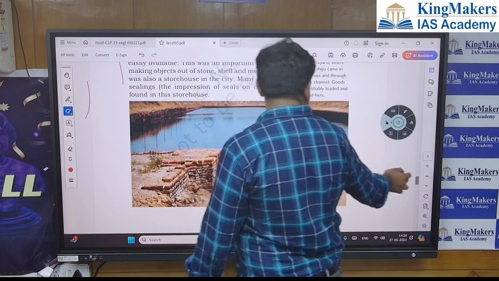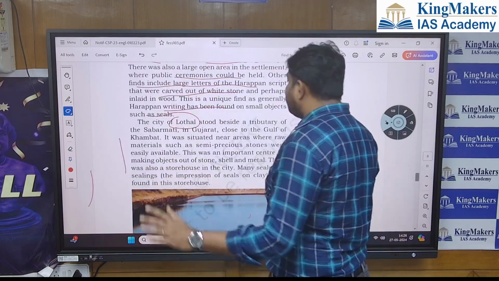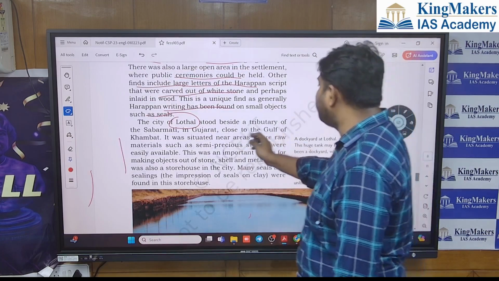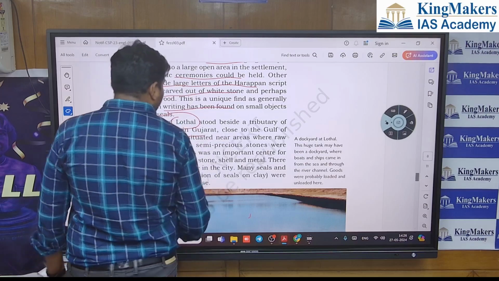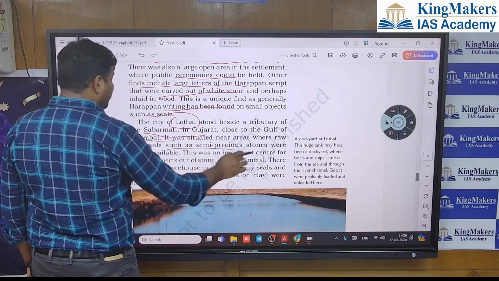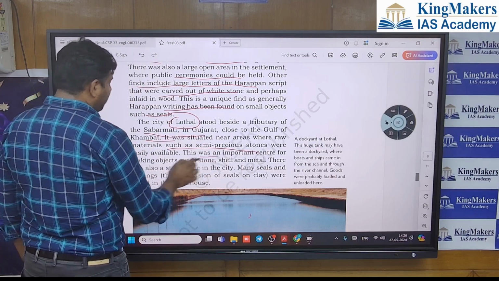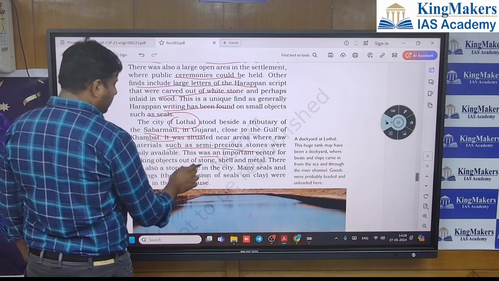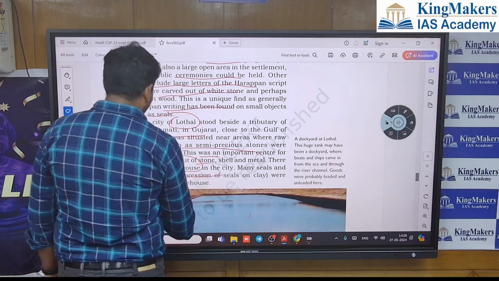Let's go back. We'll be discussing in detail, but these are all basics. Lothal stood on a tributary of the Sabarmati in Gujarat, close to the Gulf of Khambhat. Raw precious semi-stones were taken from there. It was an import center, where all the ships would come. They also had a storehouse in the city. Many seals and sealings were found.